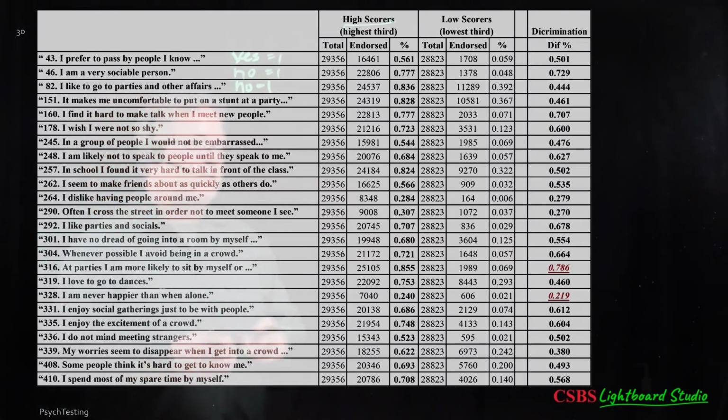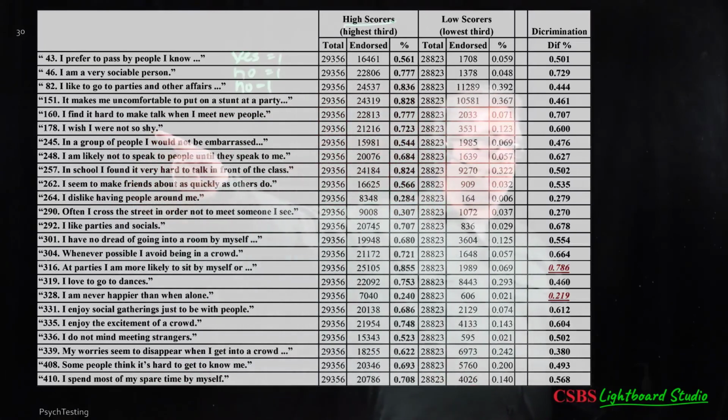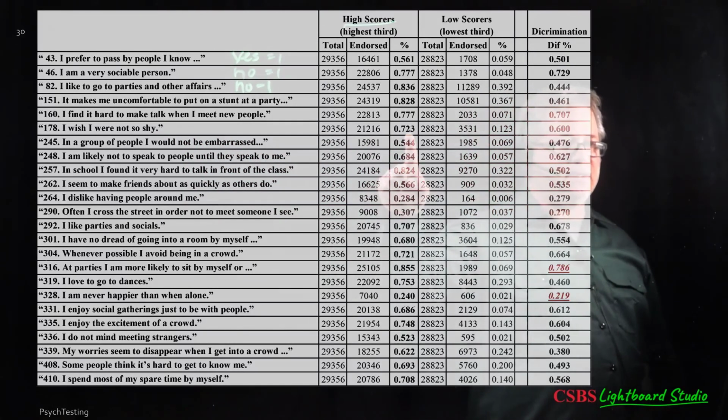And it's a weird one. See, like I wish I were not so shy is a tough one. Because people who have extreme social anxiety, they know they have social anxiety, and they wish they didn't. So if you look here, there's a lot of them that are saying, yeah, I wish I wasn't so shy, right? And this one, there's even a fairly large, not a huge amount, but there's still some people, 12% of folks in the low group that are saying that they wish they weren't so shy. So this is a fairly discriminating item.